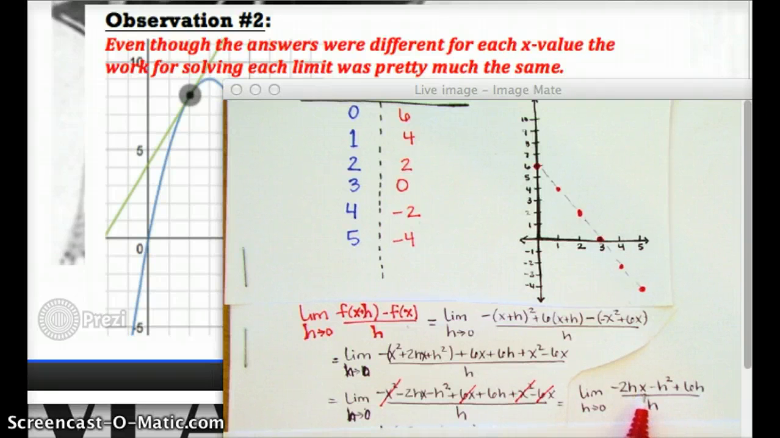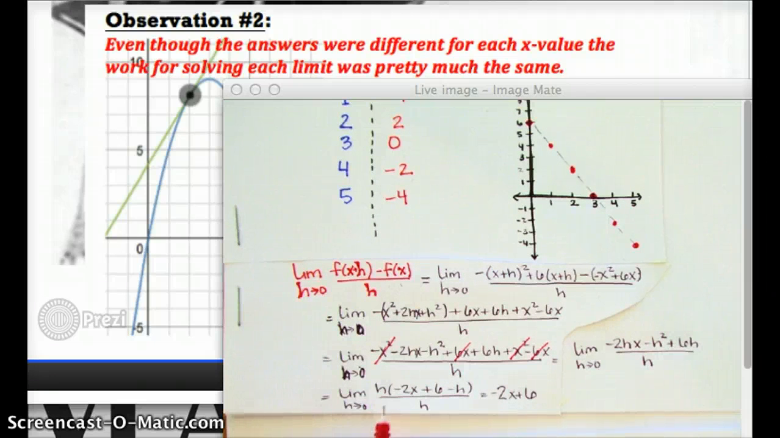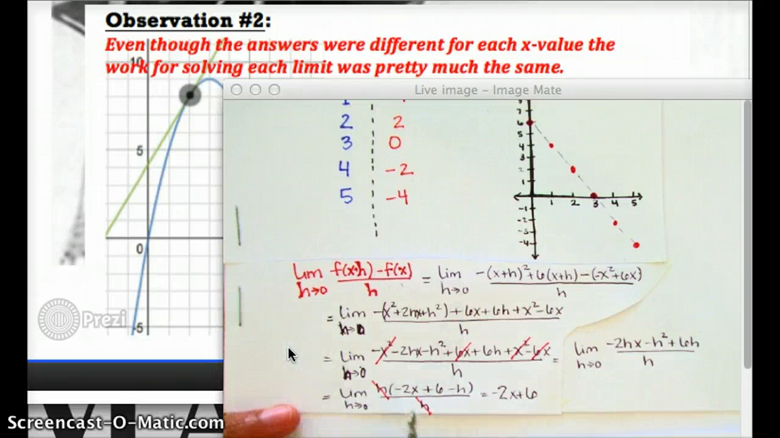We still don't know what x is, but we have a trinomial on the top, and each of these terms has an h. So just like before, I can factor out that h, and then they cancel each other, which allows me to then evaluate the limit. When I do evaluate the limit, I just plug in 0 for h. Uh-oh, what's this? And so this h back here disappears, and I'm left with negative 2x plus 6.